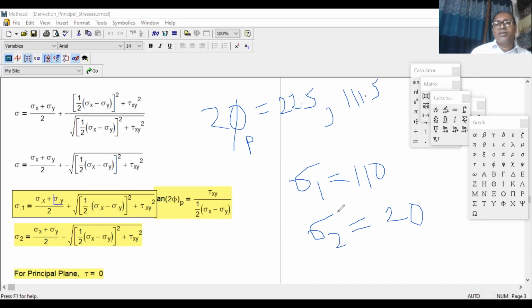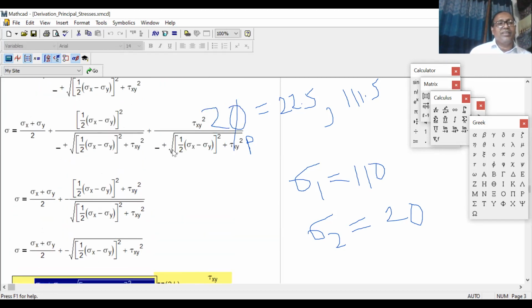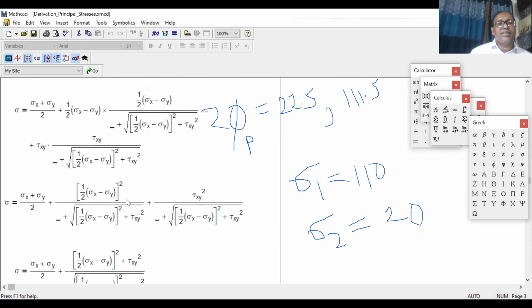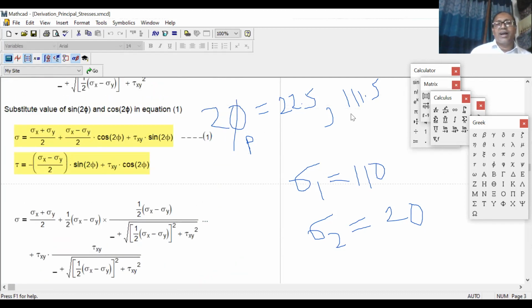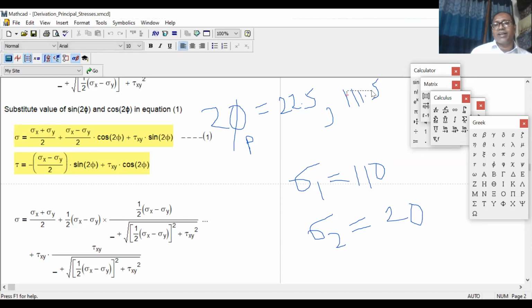Now, sigma 1 you get using this formula. How did you know this is for angle 22.5 or this is for angle 111.5? How do you know? You cannot tell unless you put both angles in this equation, in the mother equation. If you put 111.5 in the mother equation and you get sigma 2 equal to 20, that means obviously 20 megapascal is working at that angle.